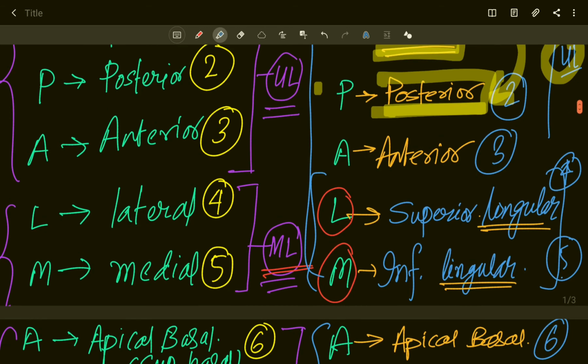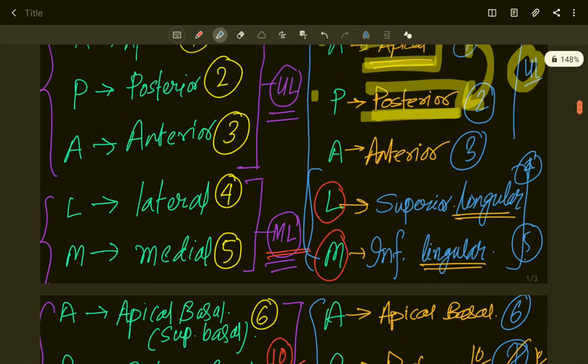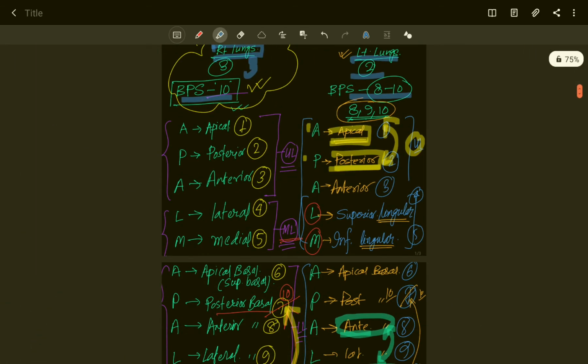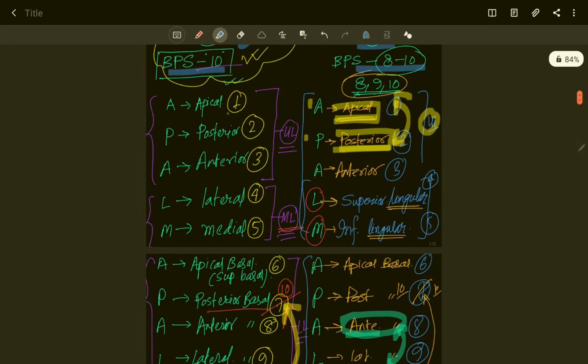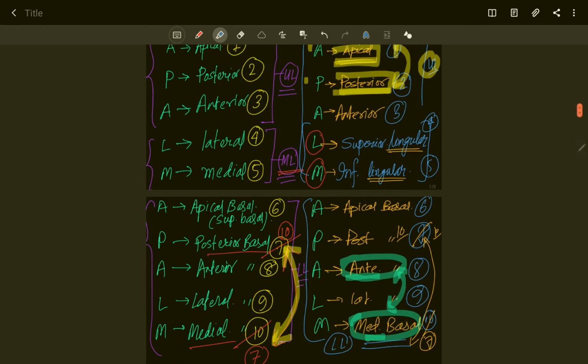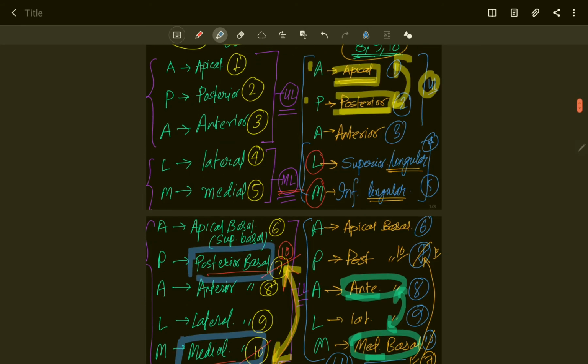So here you can see the name and the number. So apical, this mnemonic is written in numeric fashion also. Just interchange one thing, the numbers 7 and 10, interchange between these. Remember this mnemonic and this interchange.